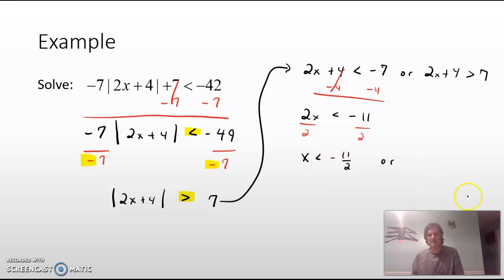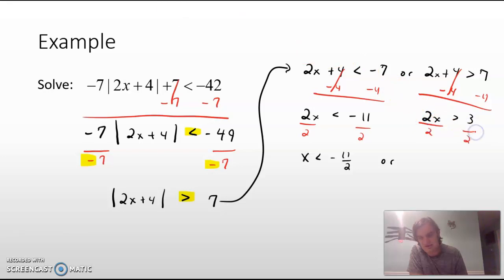And remember, we've got another part to solve. So on the other inequality, 2x plus 4 greater than 7, we're going to subtract 4 again from both sides. So we'll have 2x greater than 3, and then we'll divide both sides by 2. Just solving methods here. So we end up with x greater than 3 halves.